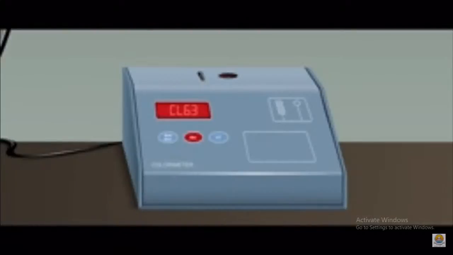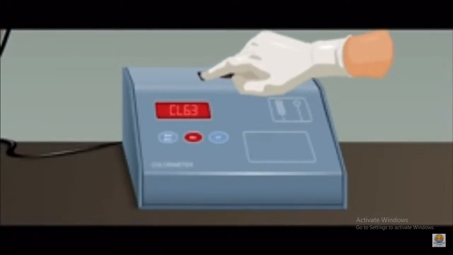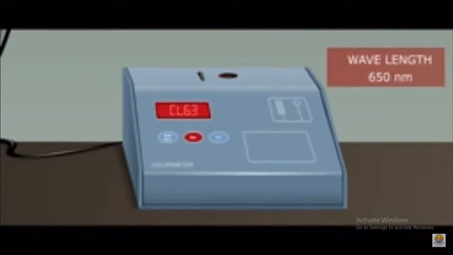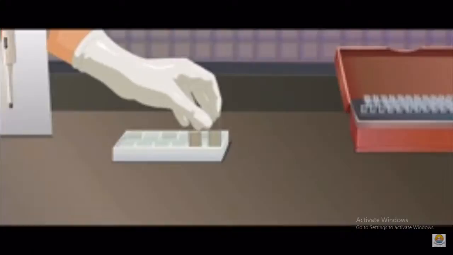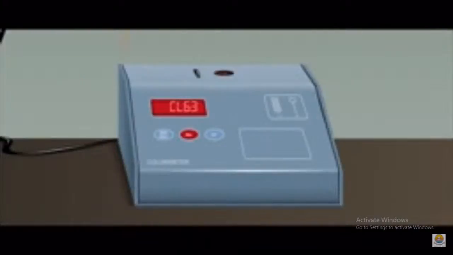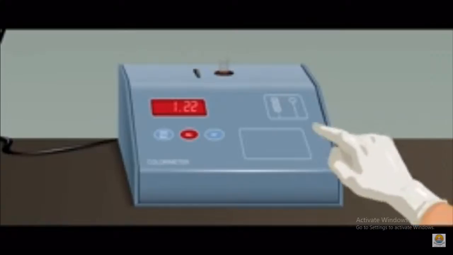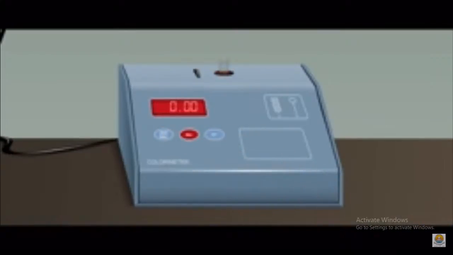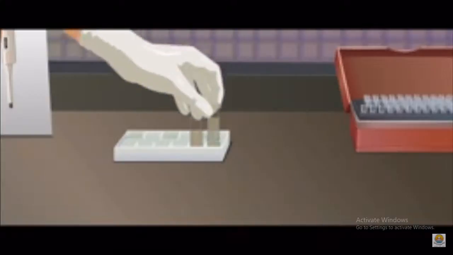The wavelength of the colorimeter is adjusted to 650 nanometer. The cuvette containing blank is taken from the cuvette holder. The outer surface of the cuvette is wiped with lint-free tissue paper. The cuvette is then placed in the slot of the colorimeter without touching the body of the cuvette. The colorimeter value is then adjusted to 0. The cuvette containing blank is then taken out from the colorimeter. It is then placed in the cuvette holder.